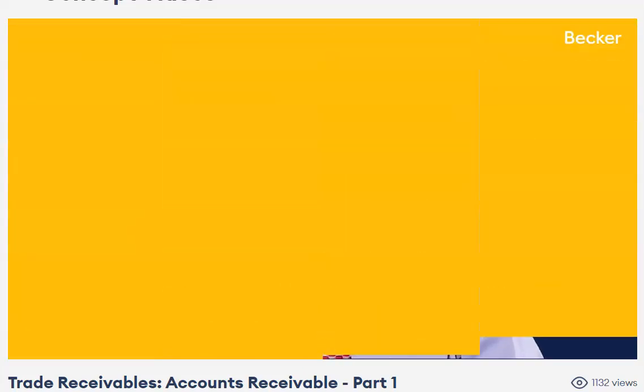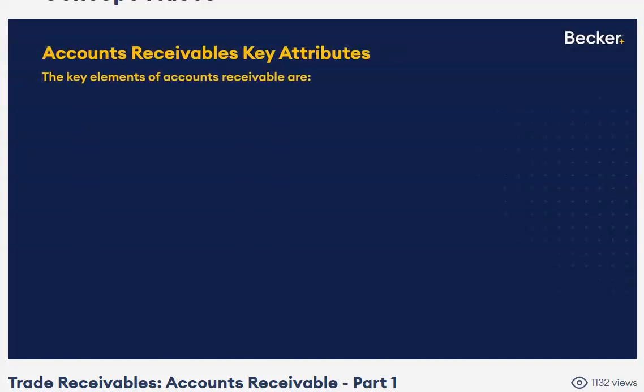Today we're going to be talking a little bit about accounts receivable. But to start with, we should probably define some of the key attributes of receivables, and I would say there are 4. So let's start with number 1.